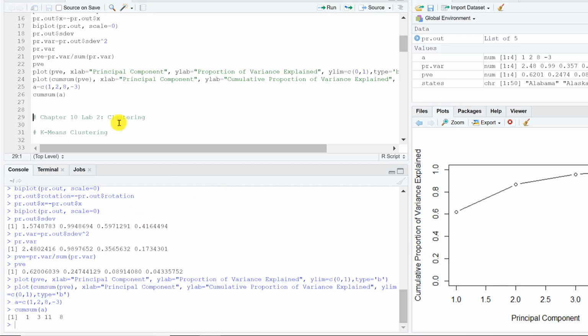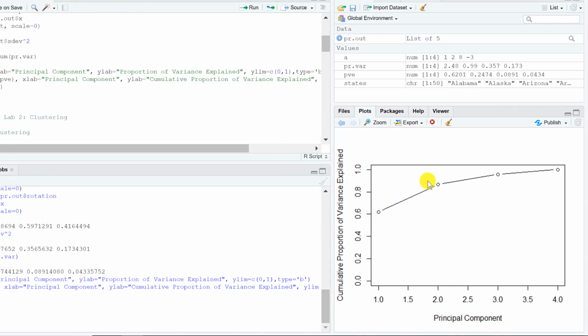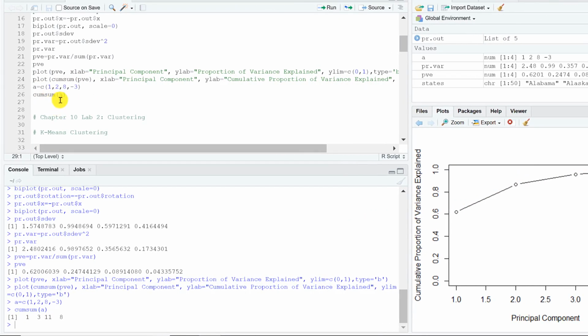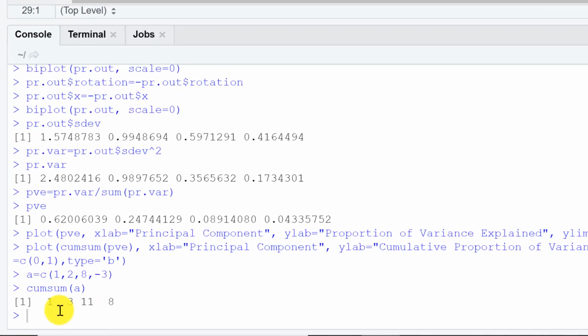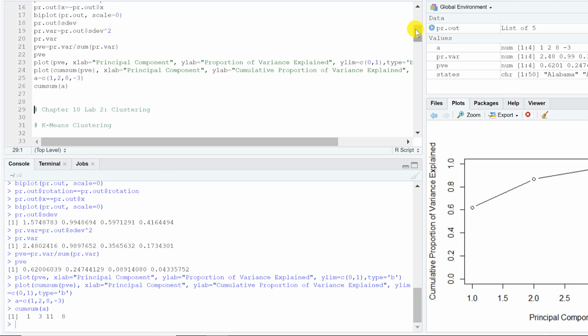Just to demonstrate what this cumulative sum command does, it's going to take the proportion of variance here and then take the cumulative sum as you go across. So this cumulative sum of 1, 2, 8, and -3: this is the sum of 1, this is the sum of 1 and 2, this is the sum of 1 and 2 and 8, and this is the sum of 1 and 2 and 8 and -3. So it sums that vector cumulatively left to right.